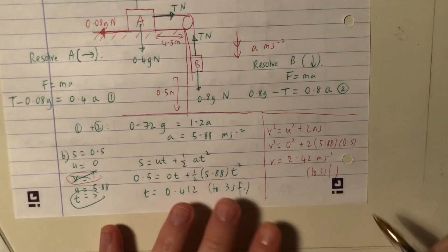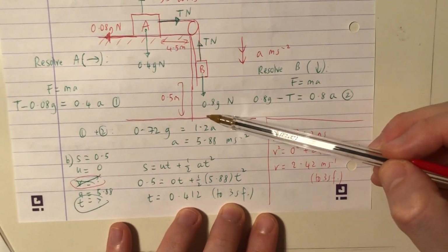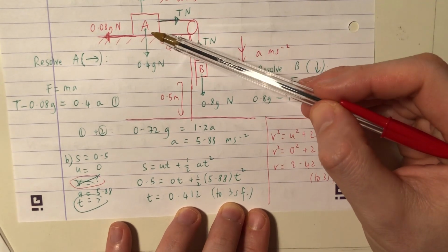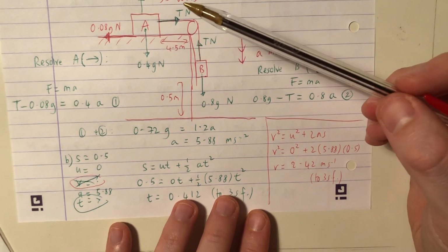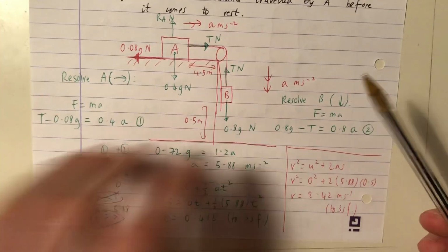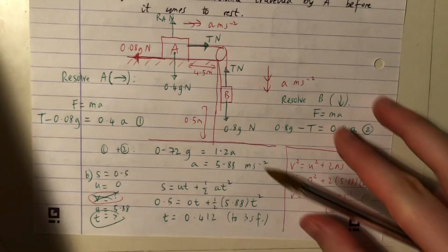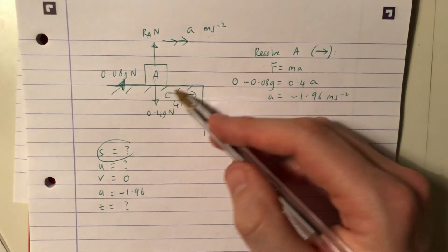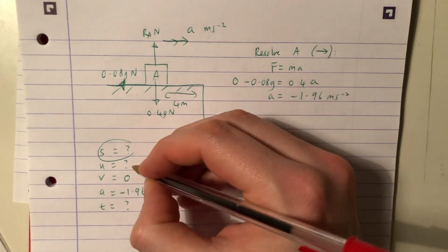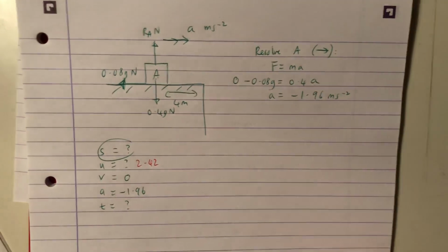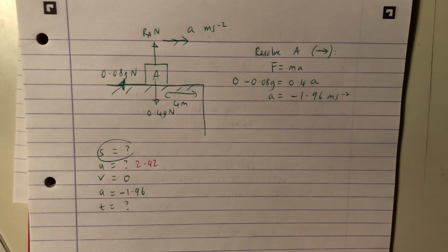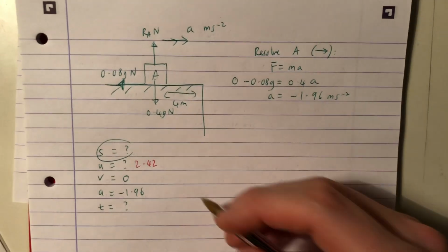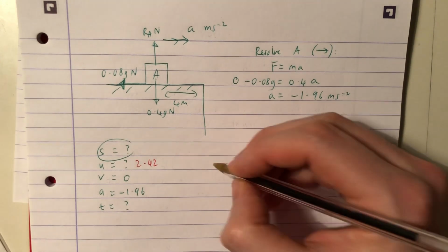So let me explain that again. So B hits the ground with a velocity of 2.42, which means A at the top has to have a velocity of 2.42 meters per second as well, which means when the string becomes slack, as in this example, it's moving with a velocity of 2.42, same as before. And now we've got 3 bits of information and a fourth unknown.